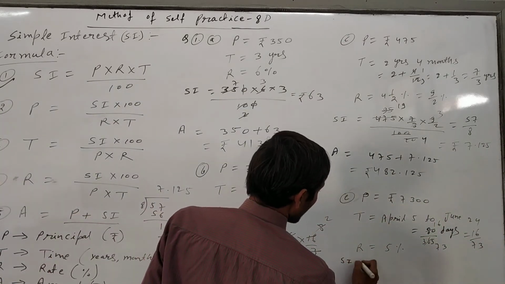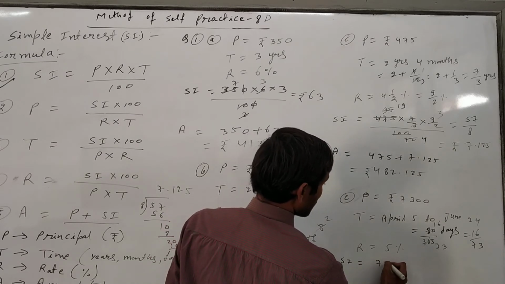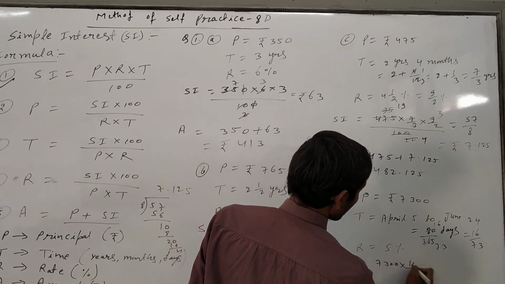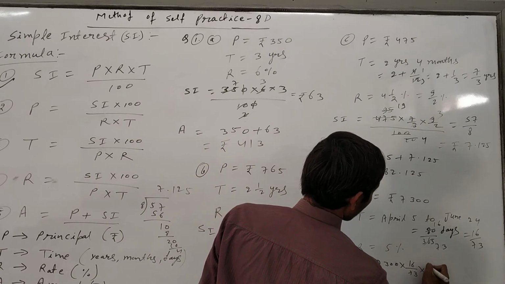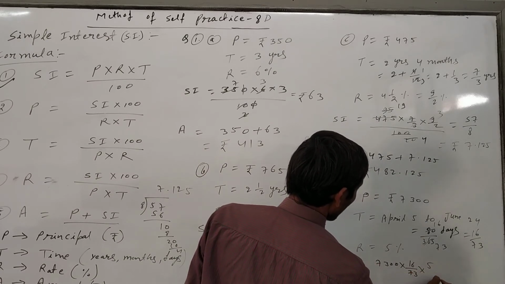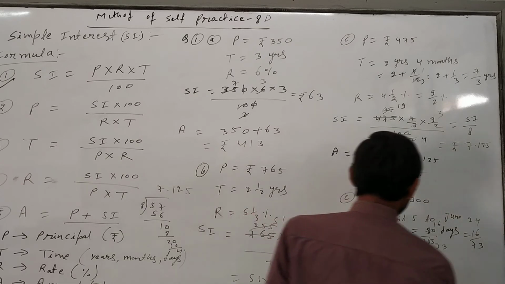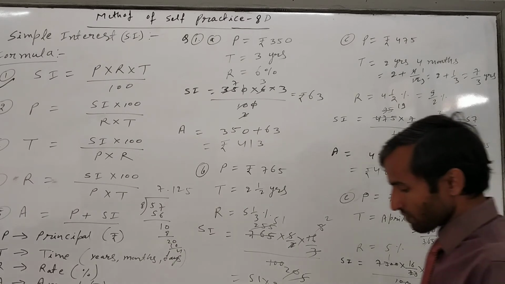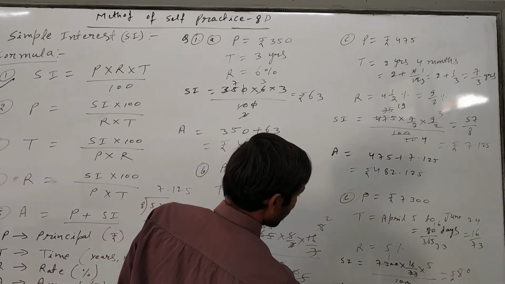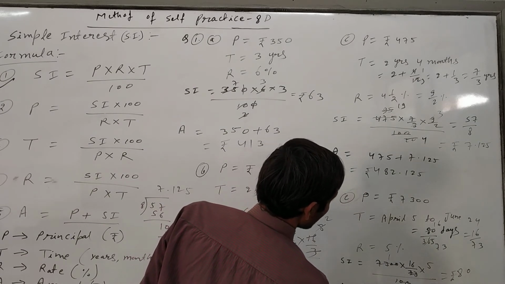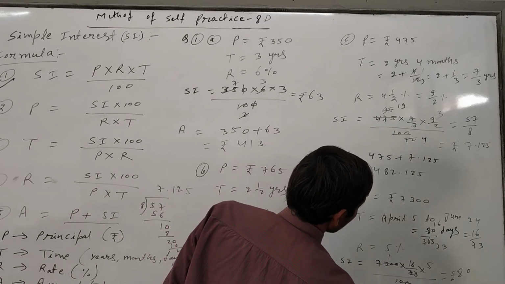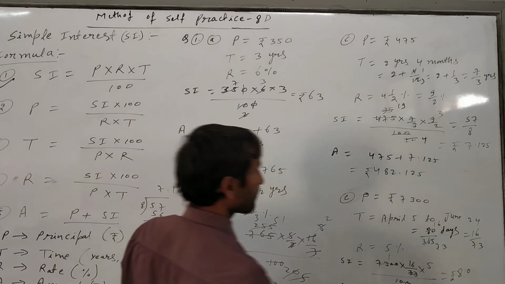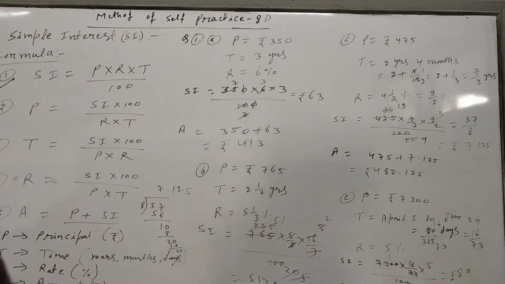Okay. Now apply the formula for SI. So SI is equal to P into R into T upon 100. So 7300 into 16 upon 73 into rate 5% upon 100. So 100 will cancel 20, cancel out 73, 1 73, and now multiply, it will come 80 rupees. So SI is equal to 80 rupees. Now we have to find the amount. So amount will be 7300 plus 80. It will come 7380 rupees amount. Okay. Now, so first question is completed. Now whatever I have left, just try yourself.